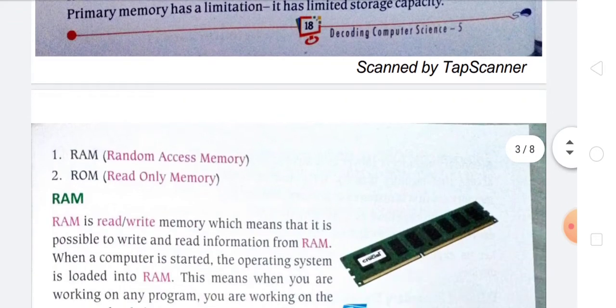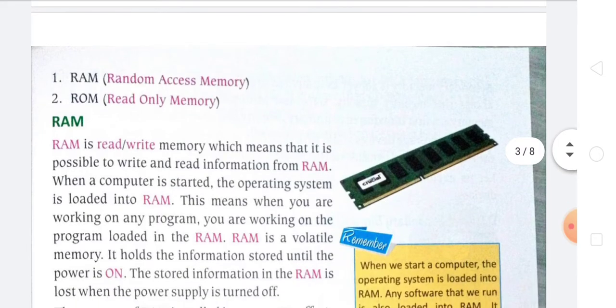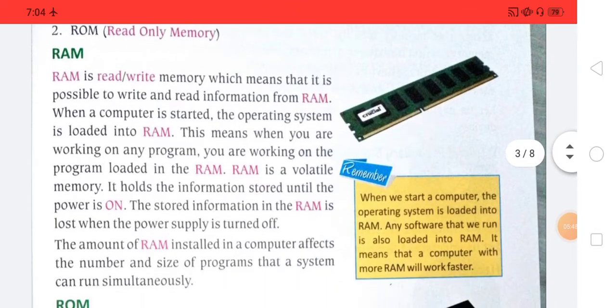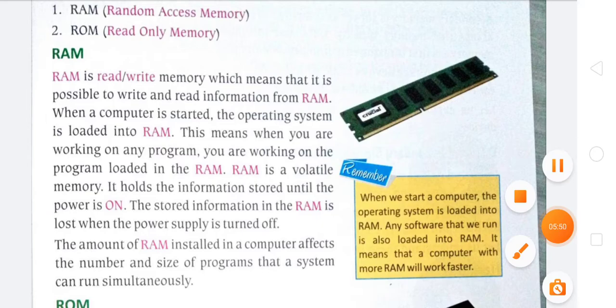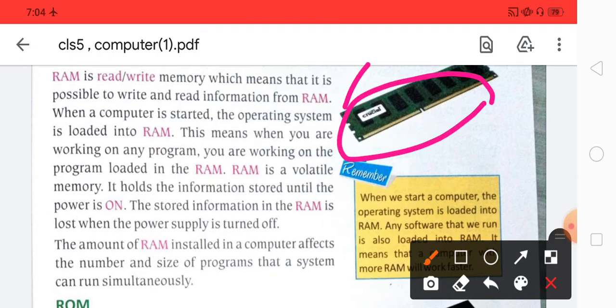Okay students, then we talk about RAM and ROM. RAM means random access memory, and ROM means read only memory. First of all we look at RAM. RAM is read and write memory, which means it is possible to write and read information from RAM.